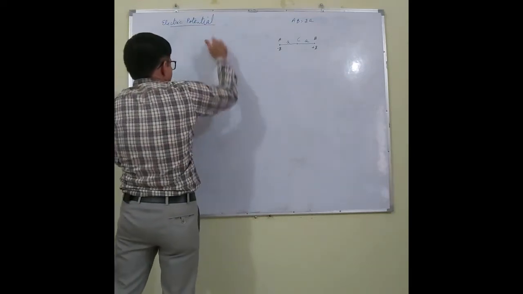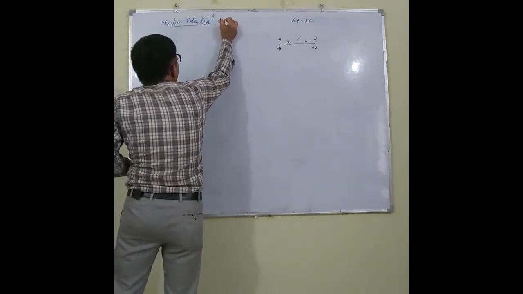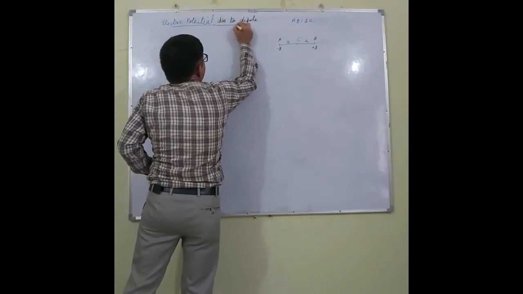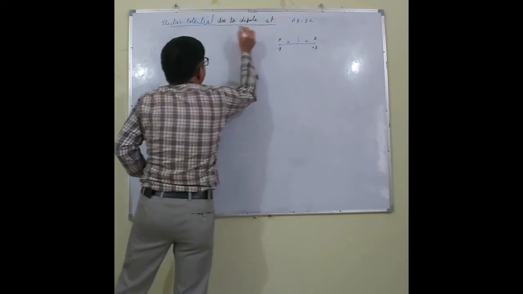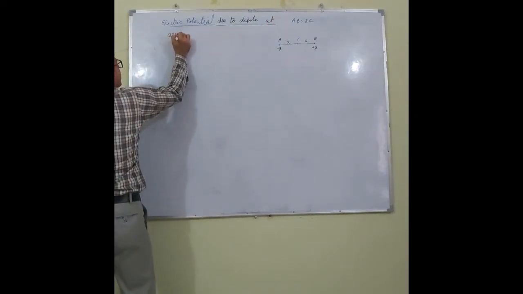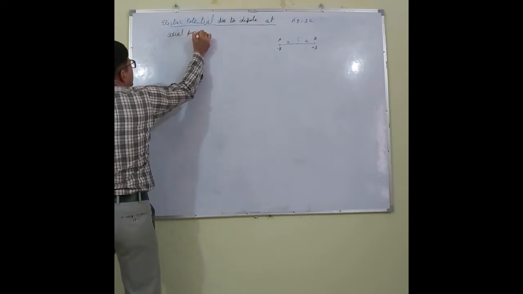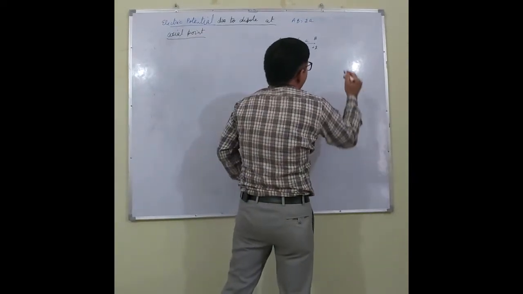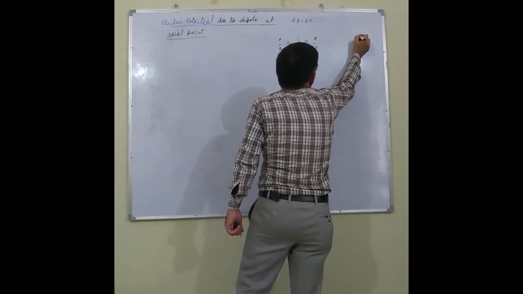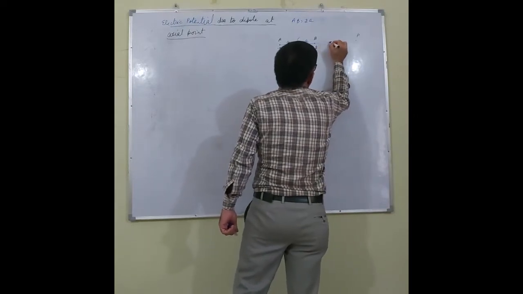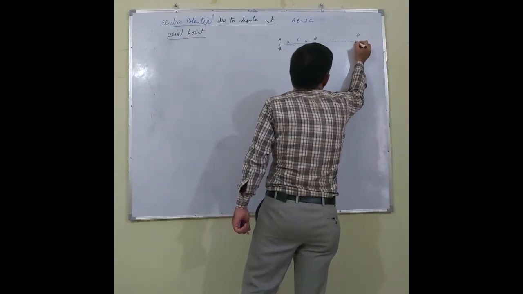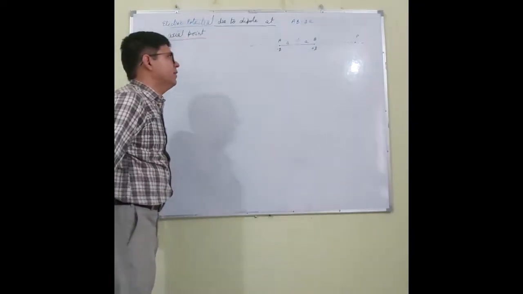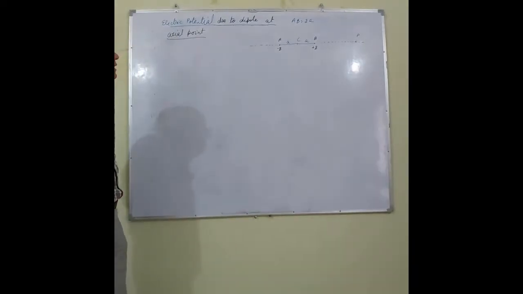Now, what I have to calculate? Electric potential due to a dipole at an axial point. All of you know about the axial line? So, let's say my target is to calculate the electric potential on the axial line. This line is the axial line. It is a line which joins the center of two equal and opposite charges.